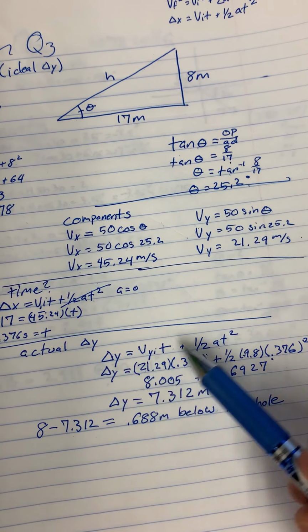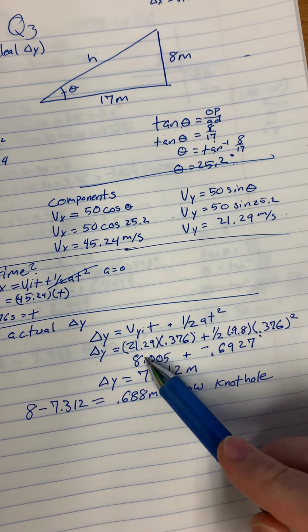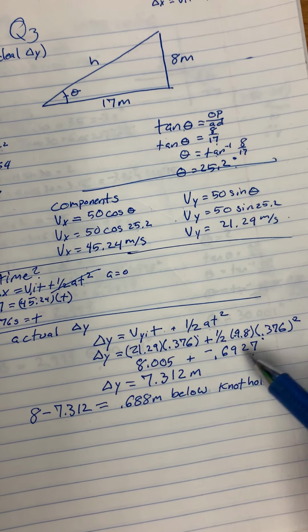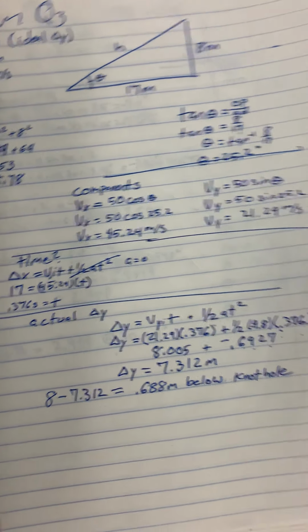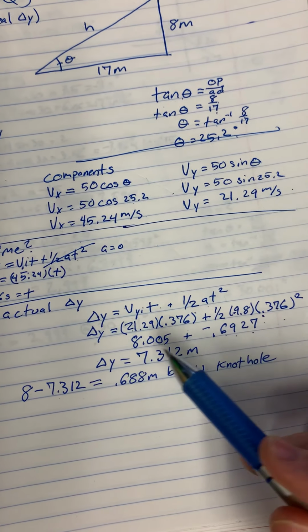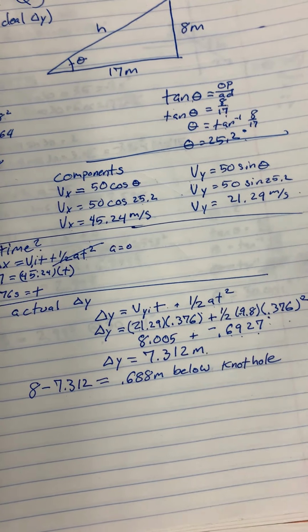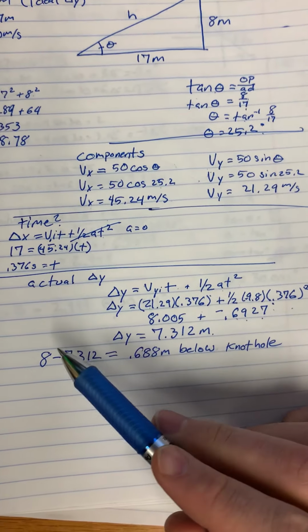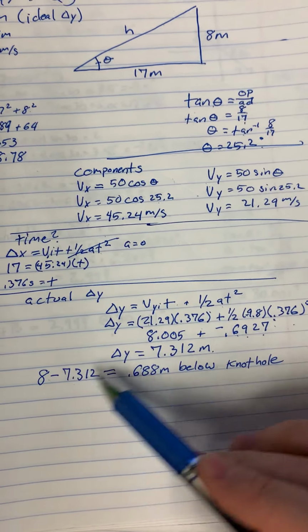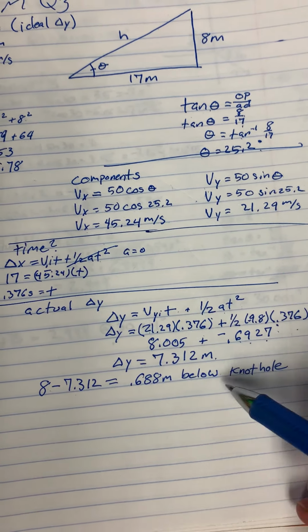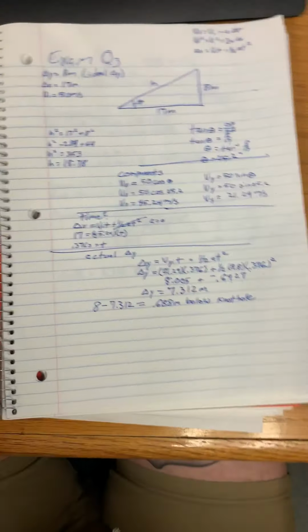When you multiply these numbers together, you get 8.005 plus a negative 0.6796927, and when you combine these two numbers, you get delta y equals 7.312 meters. And then I just subtracted this number from the ideal delta y, and so we get that the paintball hit 0.688 meters below the knot hole. And that's how I did this one.